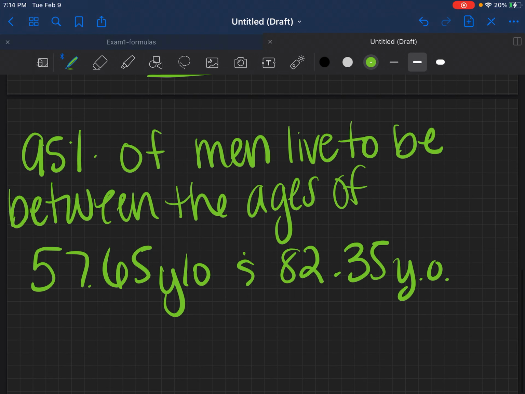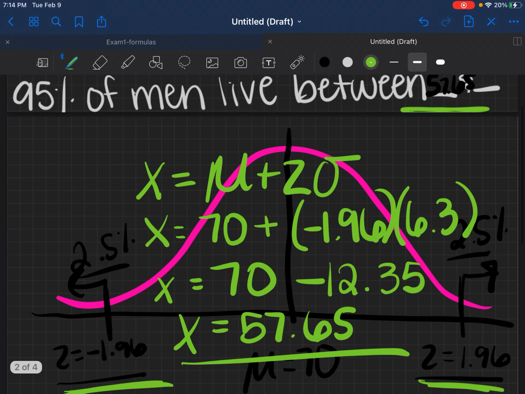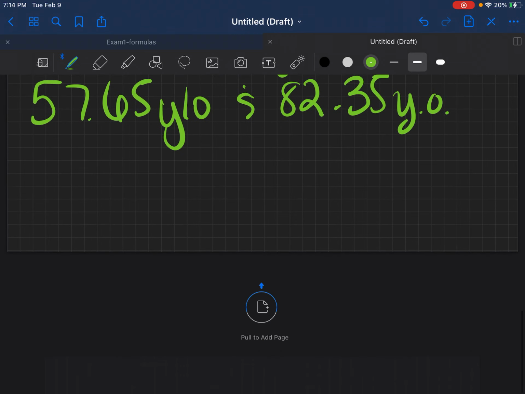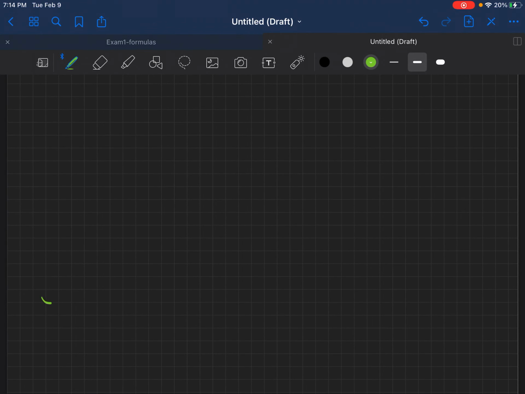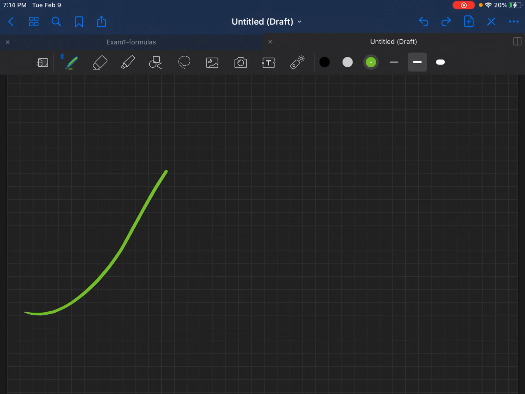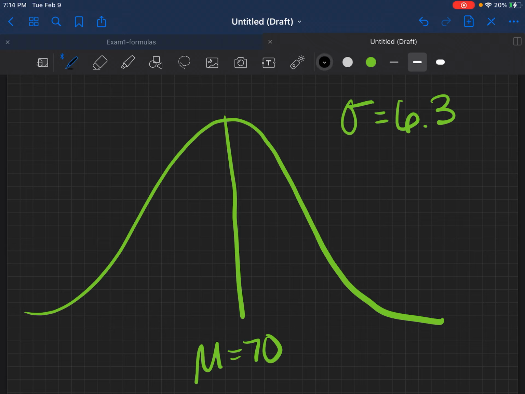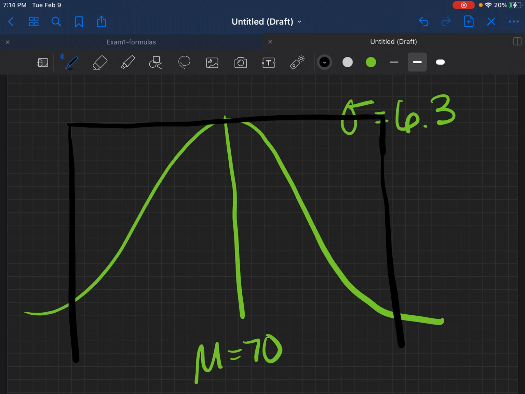Now, I know that this was, again, probably one of the more complicated questions you guys have come across so far, so I'm just going to run through it one more time to make sure it makes sense. So the question said 95% of men live between the ages of blank and blank years old. We were given the mean of 70 and a standard deviation of 6.3. We were asked to find the middle 95%. It's asking for the middle 95, so I just marked that off with a rectangle here.